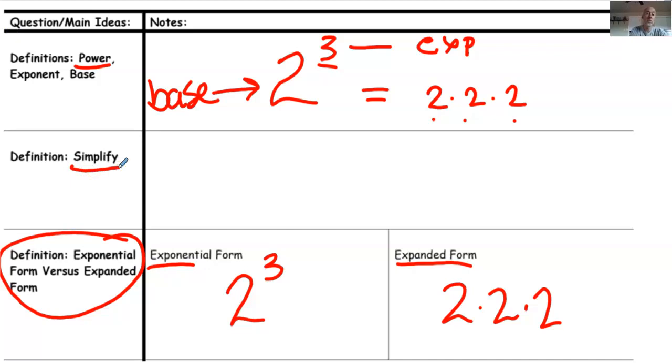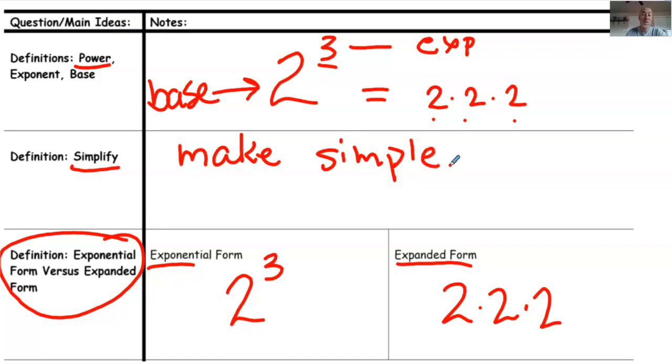So this is just a quick definition of what simplify means, and that just means to make simple, or make it as simple as possible. And the only reason I'm giving you that definition is sometimes people want to use the word solve, like you're solving this. And the word solve is reserved for equations. This is an expression.